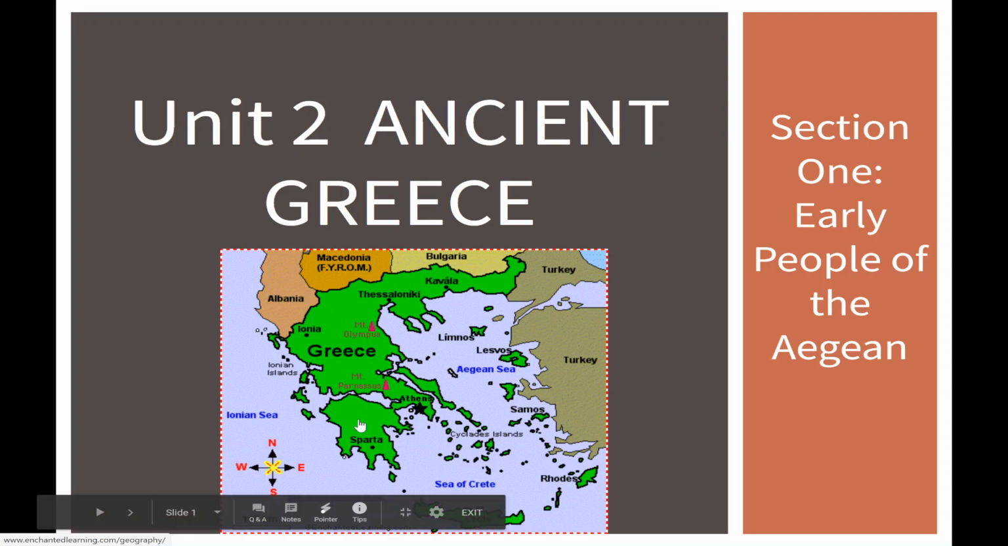So we're not really going to be talking about Sparta yet or Athens. We're going to be talking a little bit before that about a group called the Mycenaeans and the Minoans. So the main area that we're going to be talking about here is mainland Greece, and also this island here called Crete or Knossos.